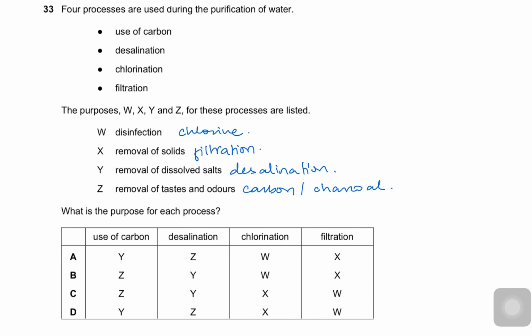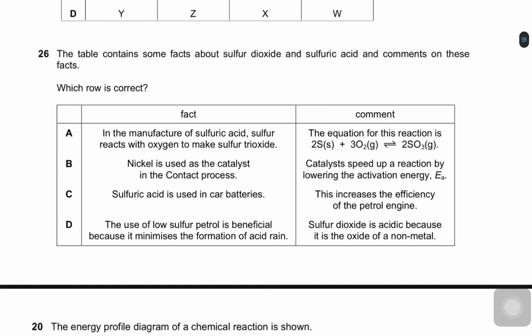So you have to find out. So W gets... let's mix them. Let's find out. Option A, use of carbon, is Y. That's wrong. Option B, use of carbon, is Z. So that is true. Desalination is Y. Chlorination goes for W and X goes for filtration. So B for Burroughs is the right answer.